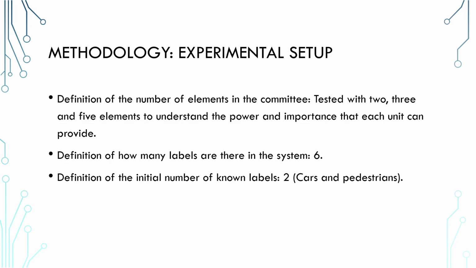We considered 6 labels in the system, these being cars, pedestrians, buildings, vegetation, traffic signs and traffic lights. Since cars and pedestrians are the most important entities while driving, because one of the primary goals of driving, besides taking someone from point A to point B, is to avoid hurting others and damaging the car, we included them in the known label sets from the beginning.